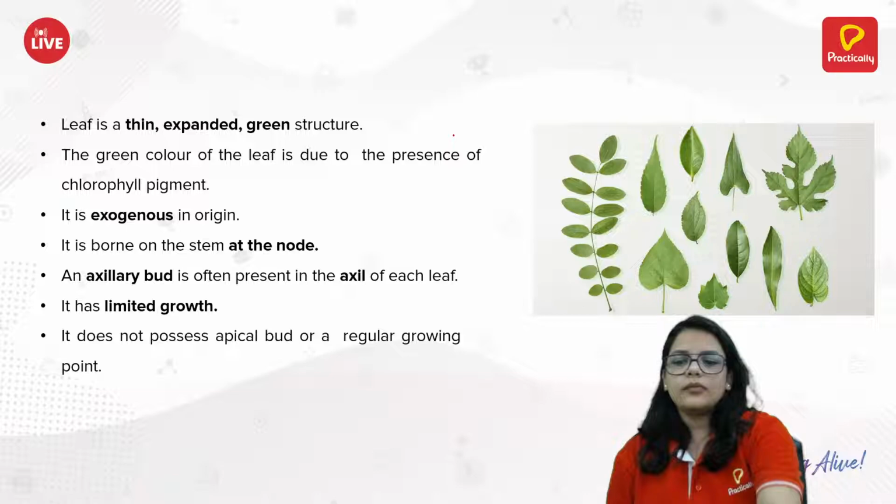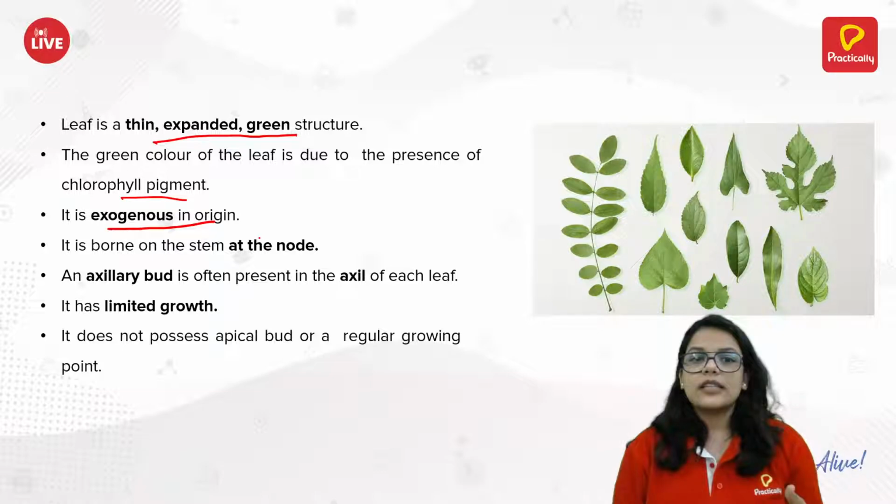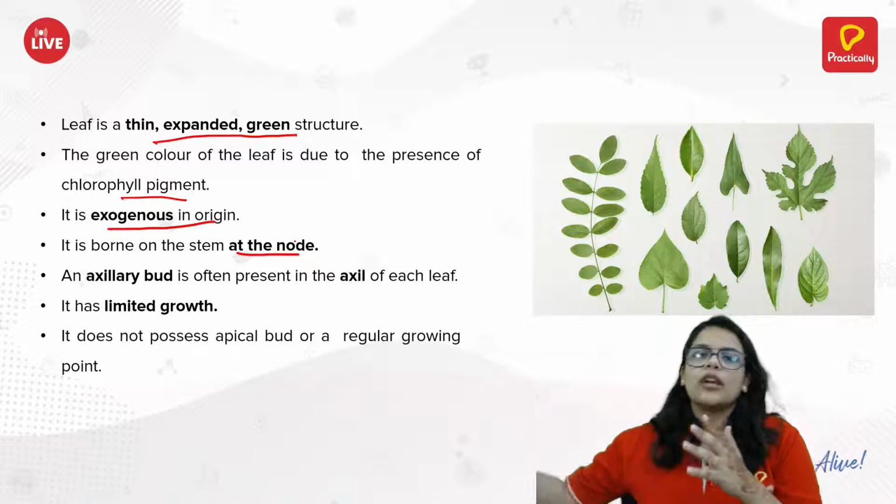Now, the leaf is a thin, expanded green structure. We know that. It has chlorophyll. Chlorophyll is the pigment which helps in photosynthesis. It is exogenous in origin. It is born at the stem at the node. From the node, like roots do not have nodes, stems have nodes.